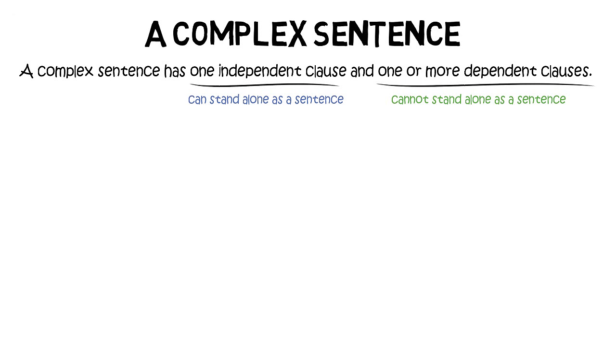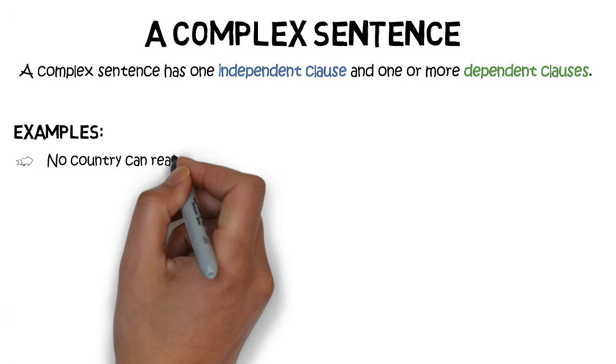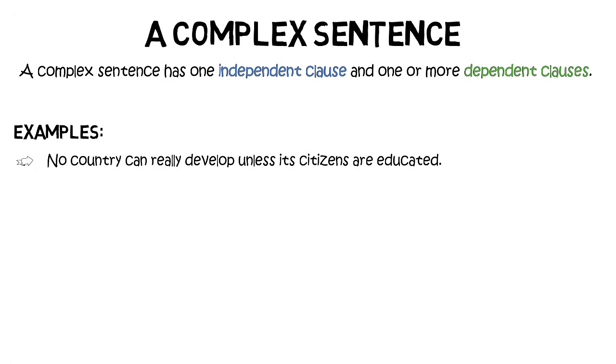So in this video, the independent clauses are all going to be in blue and the dependent clauses are all going to be in green. So let's look at our first example. No country can really develop unless its citizens are educated. Quote by Nelson Mandela. So you can see here, no country can really develop in blue. That could be a standalone sentence. That's an independent clause. And then appended to that in green is the dependent clause, unless its citizens are educated. So unless its citizens are educated is a dependent clause because it can't stand alone as a sentence.